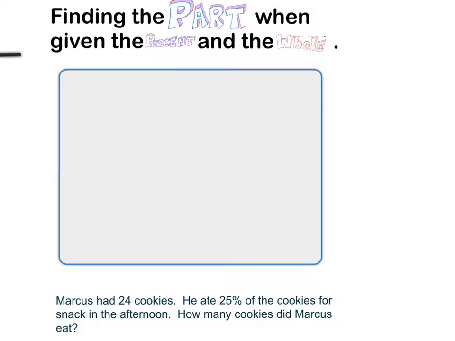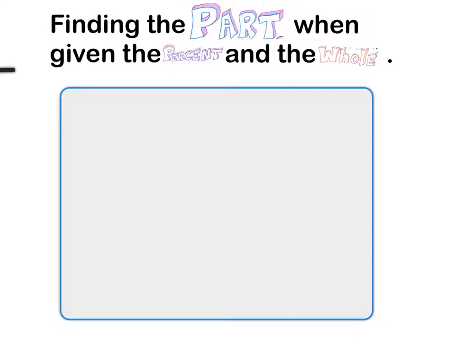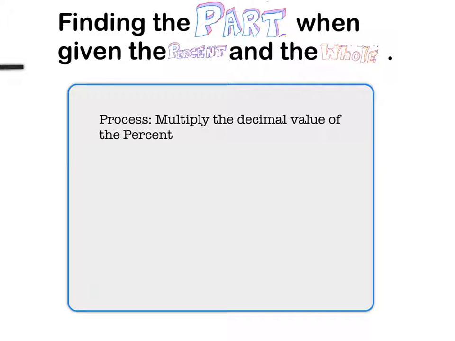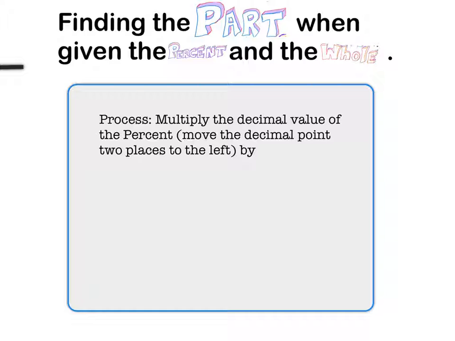I'm going to scroll down here, and in the middle of your foldable notes page, you should have a section that says finding the part when given the percent and the whole. All you're going to do if you're given the percent and the whole and you need to find the part is multiply the decimal value of the percent. So you're going to turn the percent into a decimal by moving the decimal point 2 places to the left.